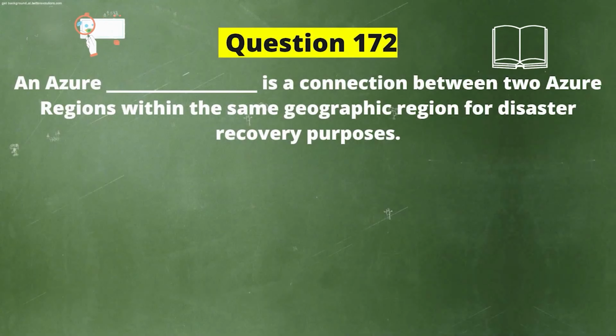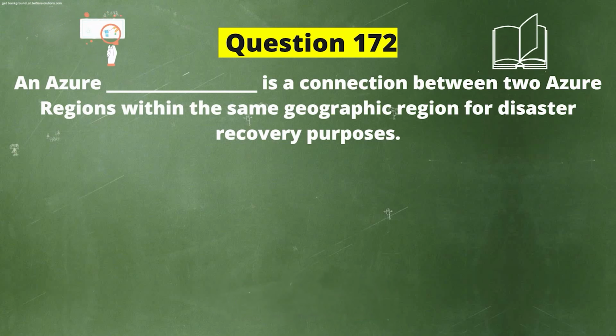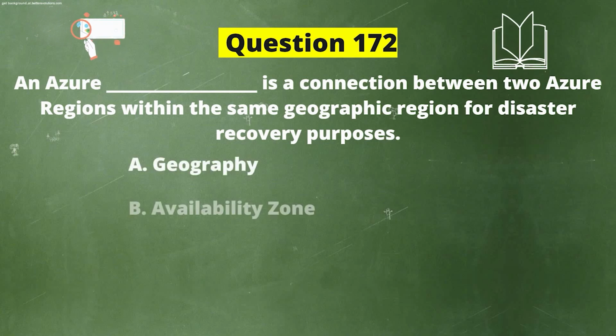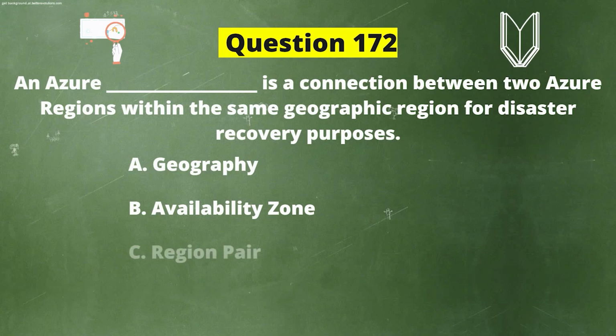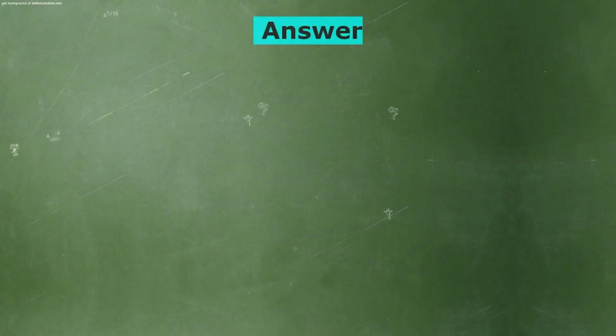Next question. An Azure dash is a connection between 2 Azure regions within the same geographic region for disaster recovery purposes. And the options are A. Geography, B. Availability zone, C. Region pair, D. Region. And the correct answer is option C, region pair.